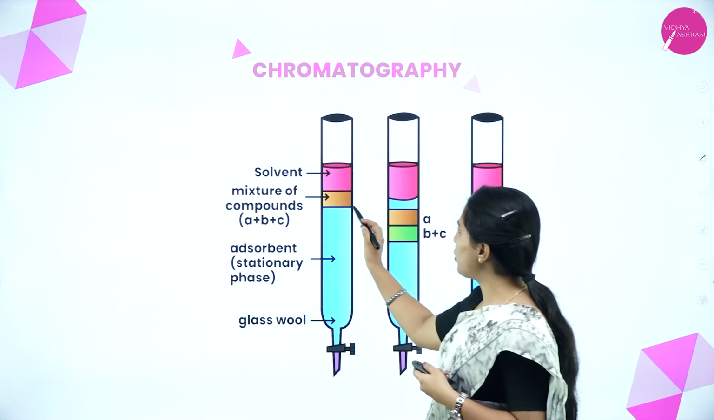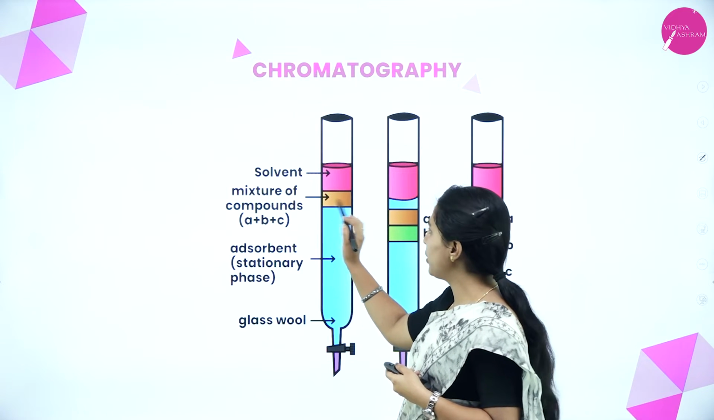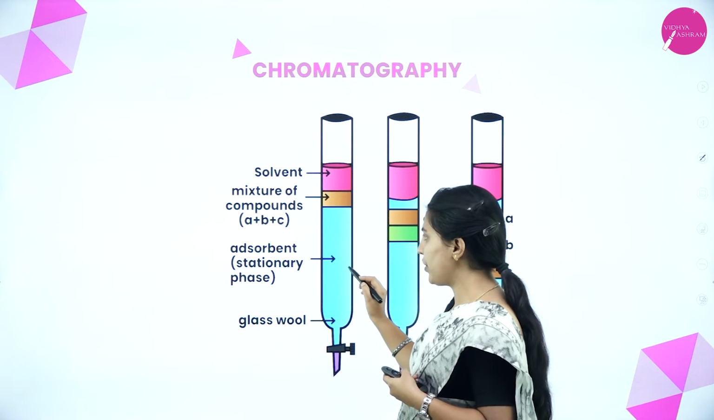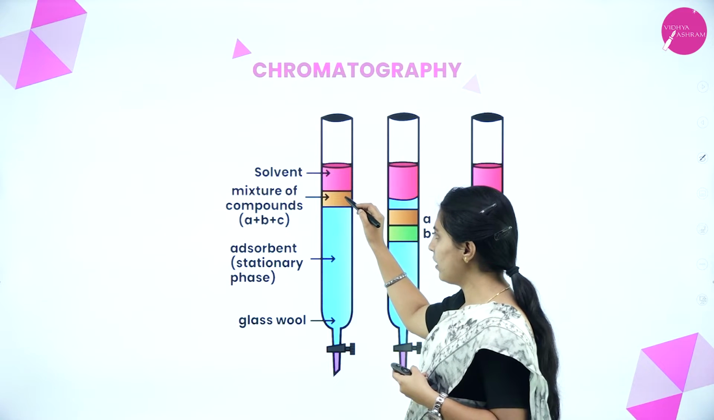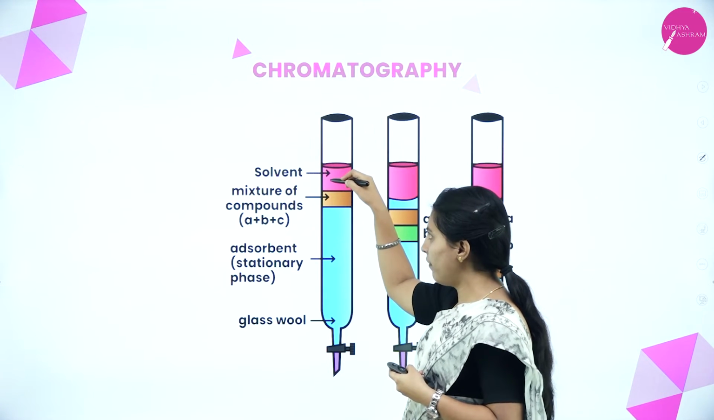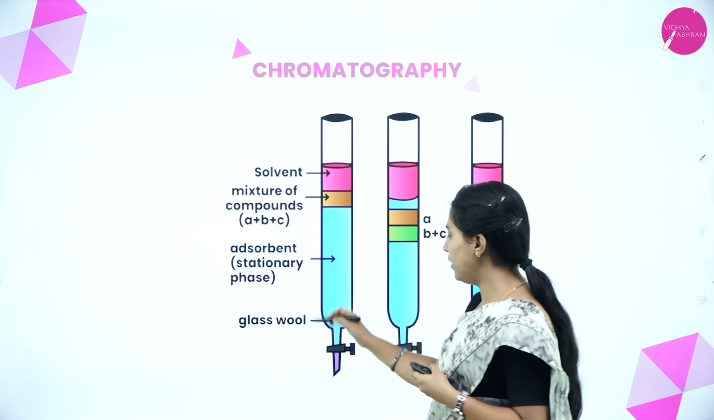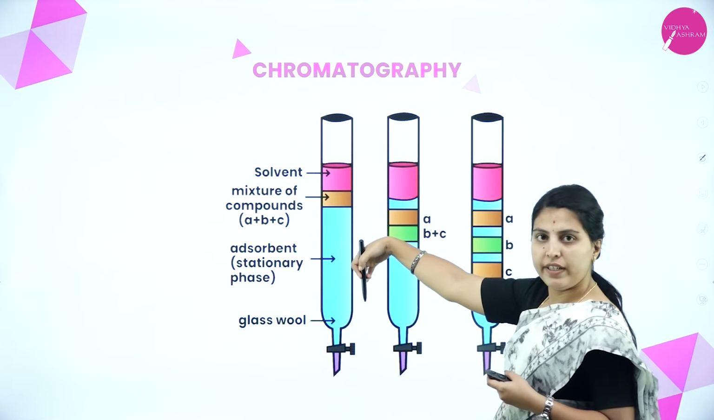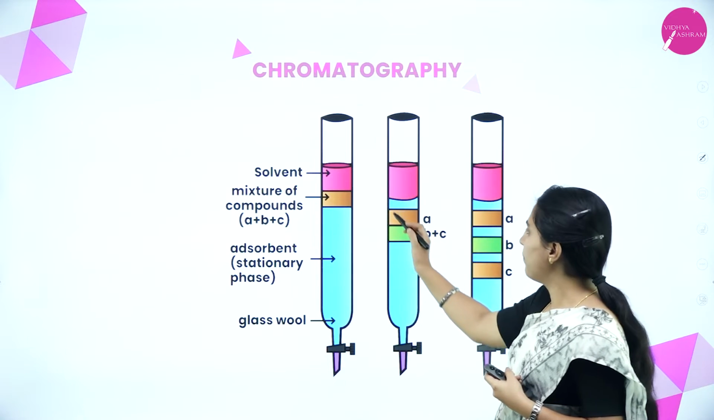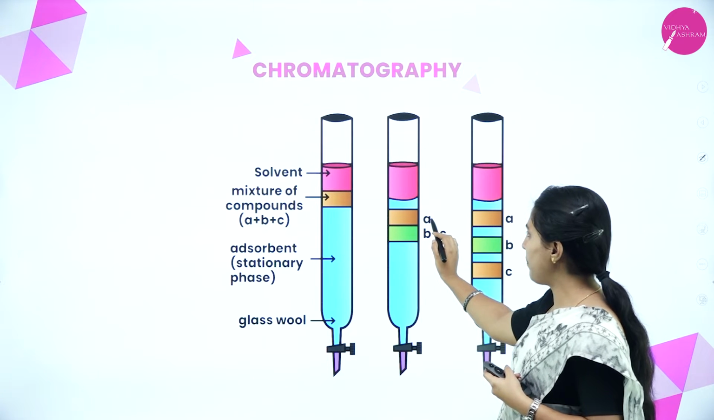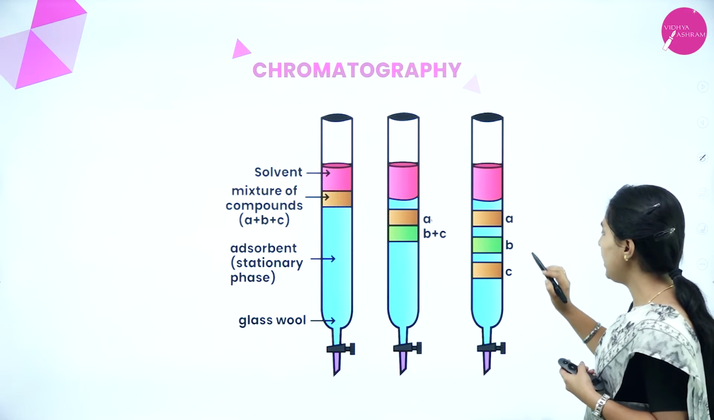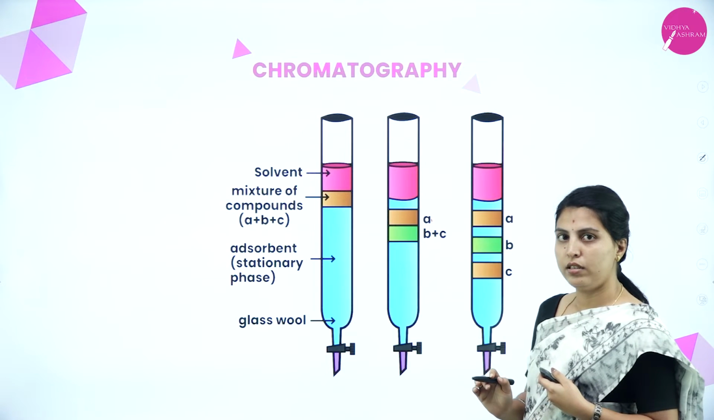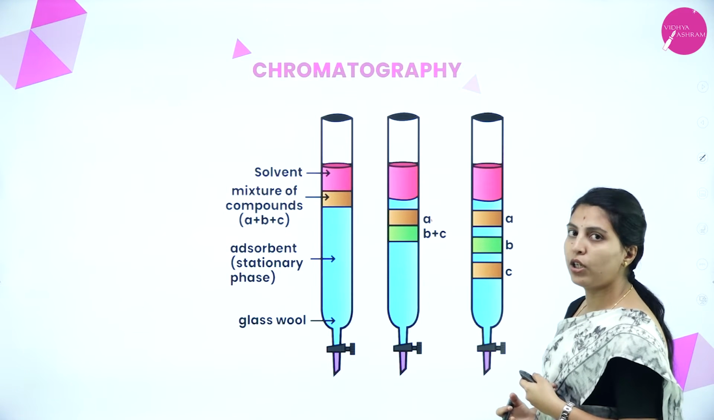See here, this is a mixture of A, B, C, that is, a mixture of compounds. The solvent used is called the eluent, and this is the stationary phase, the adsorbent. They have allowed that mixture in, and later the solvent is used. A glass wool or cotton plug is used here, and the eluent is poured in. It starts getting separated. See here, A is separated, then B plus C, then B and C. The separation of the mixture gets started by this solvent. This is column chromatography.